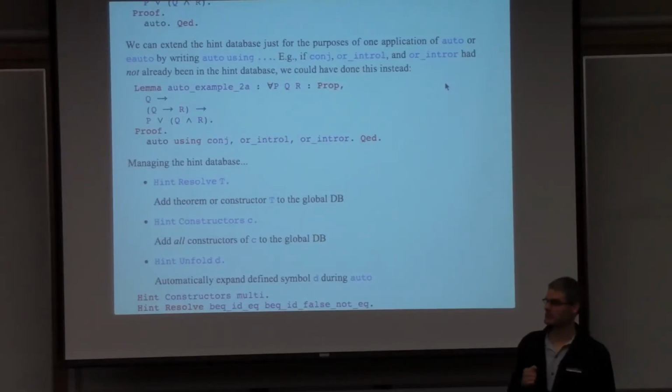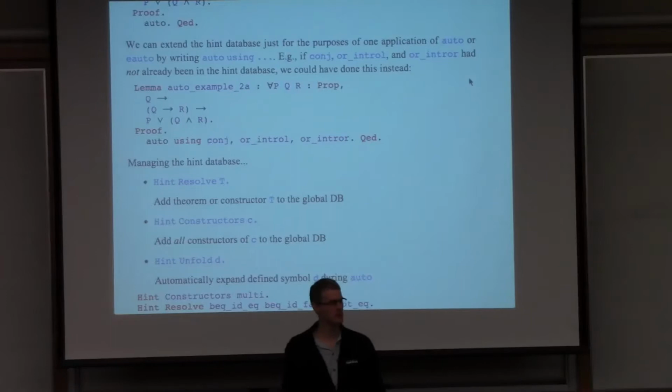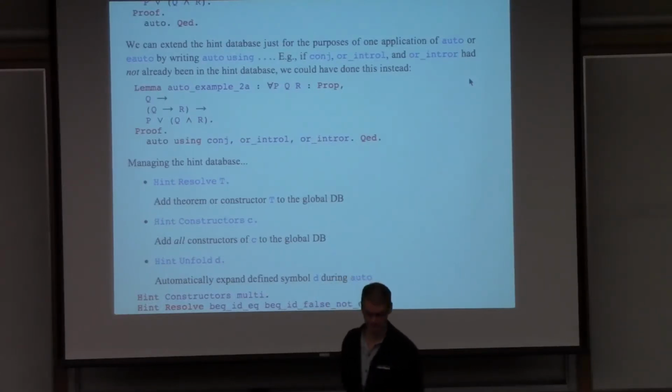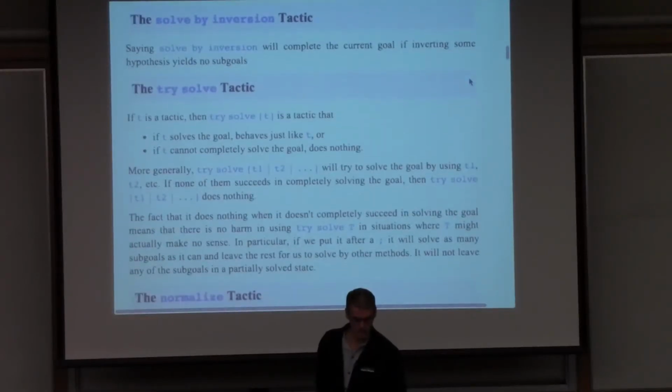Power is good sometimes, and speed is good sometimes, and that's why eauto is much slower than auto in general. So I would say my sense of what most Coq experts do is they liberally use auto all over the place, but they think before they put an eauto in their proof, because that will really slow down how long it takes for Coq to check that file. It's very useful sometimes.